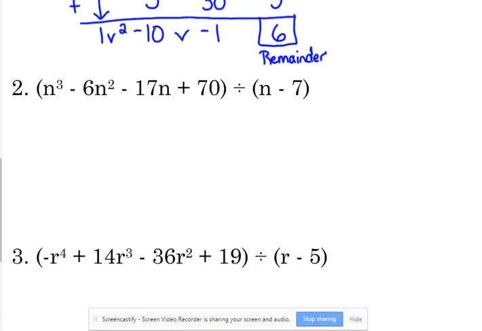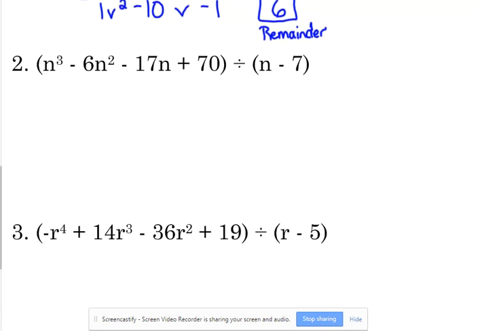n cubed minus 6n squared minus 17n plus 70 divided by n minus 7. So we take our divisor, set it equal to 0, solve for the variable, 7 goes on the shelf. Pretty much every time you're going to change the sign. But I go through that process because we're going to get to some eventually where it's like 2n minus 7. So it's not just the 7, you have to divide it by 2.